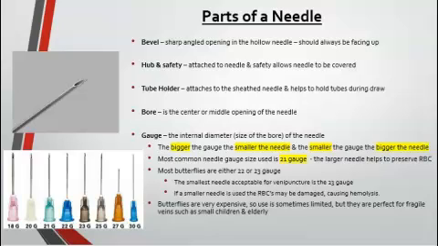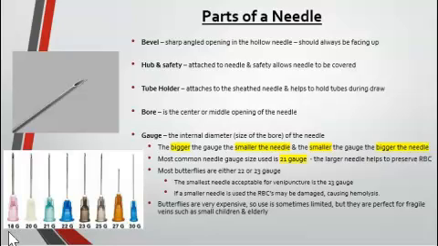The bore is the center or the middle opening of the needle, and the needle can have different sizes of the bore. We call the internal diameter or the size of the bore of the needle the gauge. The bigger the gauge of the needle, the smaller the needle. And then the smaller the gauge of the needle, the bigger the needle is. I know this can be a little bit confusing, but if you look at the image for comparison, we're going to start over here at the 18 gauge needle.